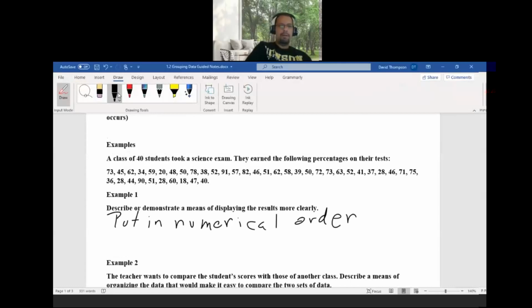So the smallest number we have is 18. The next smallest we see would be 20. Then we have two 28s. And then we can keep on listing, but we'll use dots so we're not listing every single number. That will just mean etc. And the largest number we have would be 90.